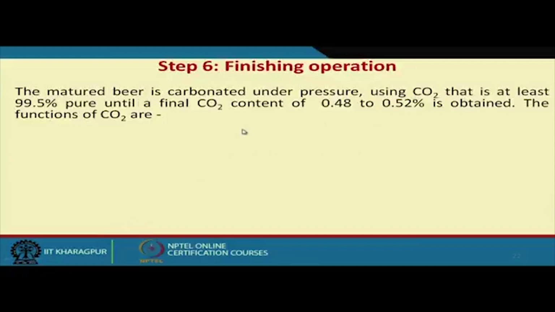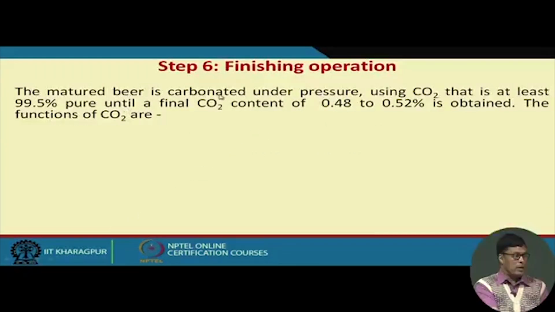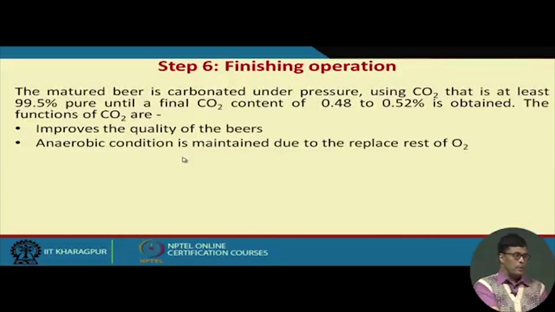Now the finishing operation: the matured beer is carbonated under pressure using carbon dioxide that is at least 99.5% pure, until a final carbon dioxide content of 0.48 to 0.52% is obtained. The functions of carbon dioxide are several. It improves the quality of the beer because beer is a carbonated drink, and I told you this protein helps in maintaining the foam in the beer.